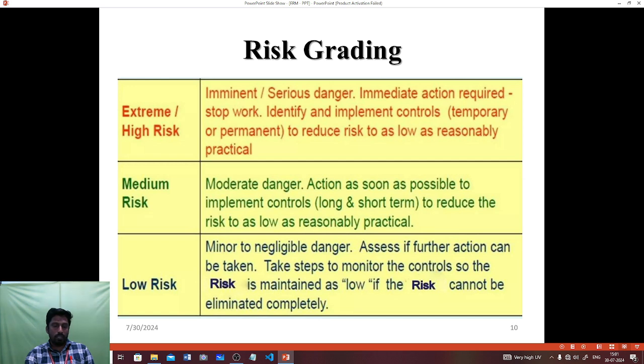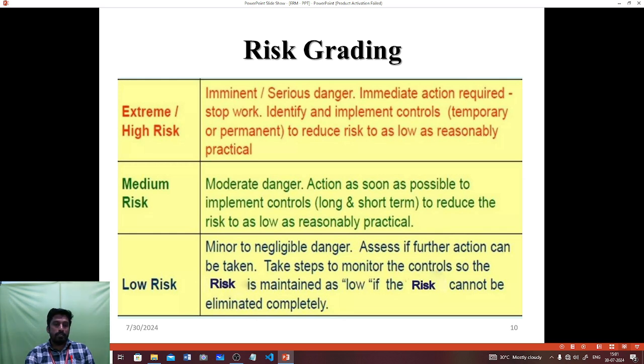Once the risk has occurred, we find the solution. It is also to assess the further action that can be taken. So we consider the low risk. It is given a one or two scale ratio for this kind of risk, and we also monitor the control. So the risk is maintained as low. The risk cannot be eliminated completely; it is available, but we cannot fully eliminate it. So that is low risk.